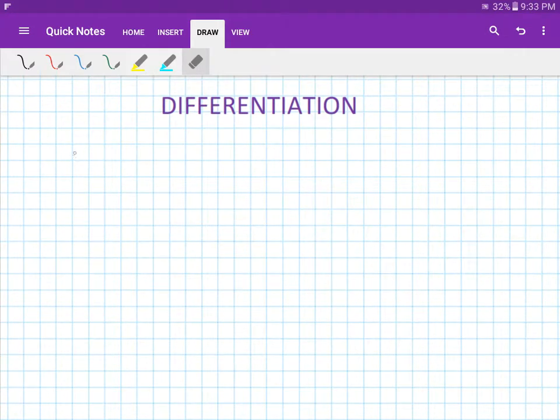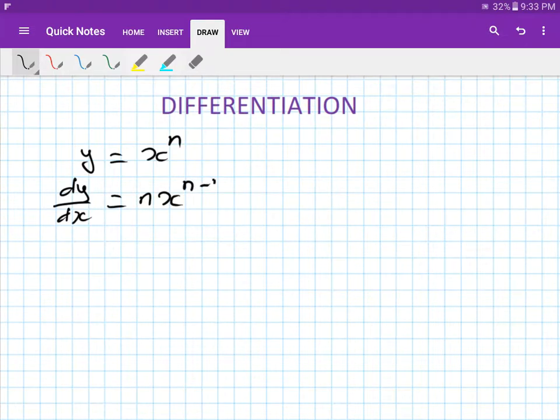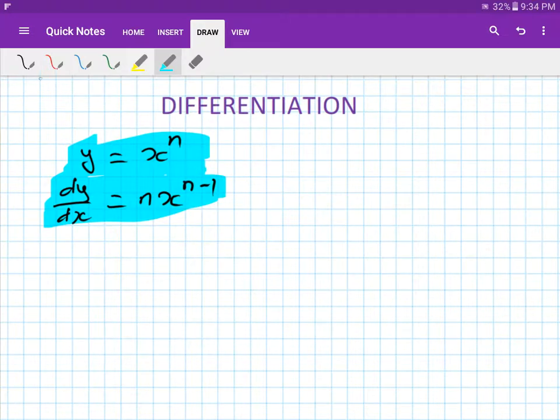Differentiation. So let's say y is equal to x power n. The rule is dy/dx is n. You bring the n in the front and then you take away 1, so n minus 1. Okay, so that is the rule to differentiate any functions. Now, just keep that in mind.